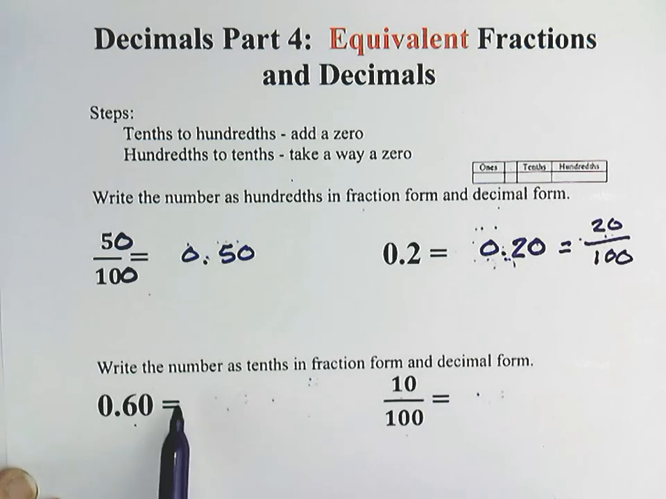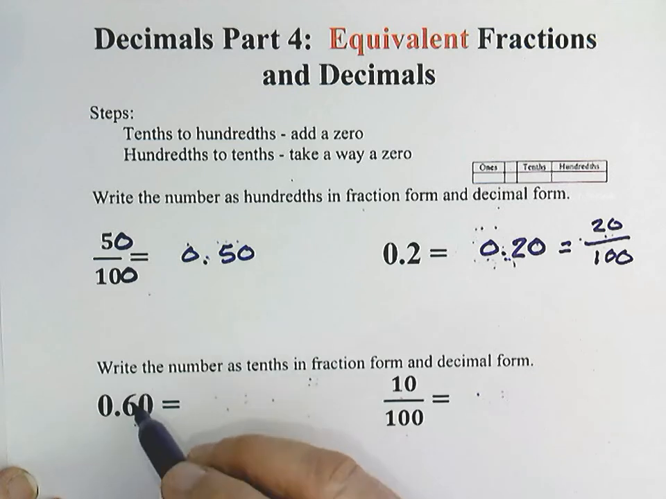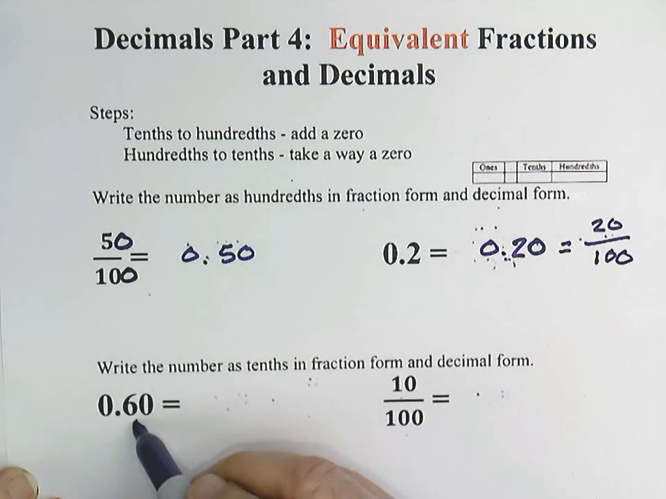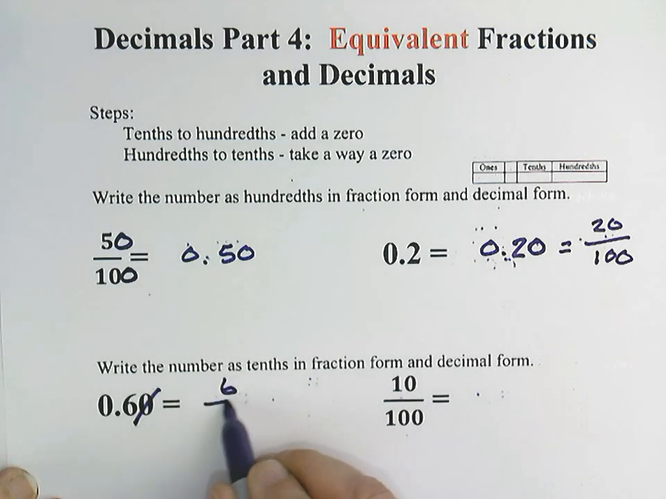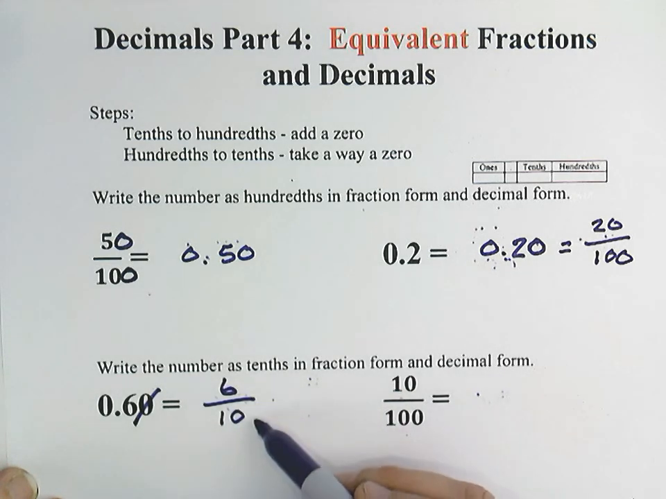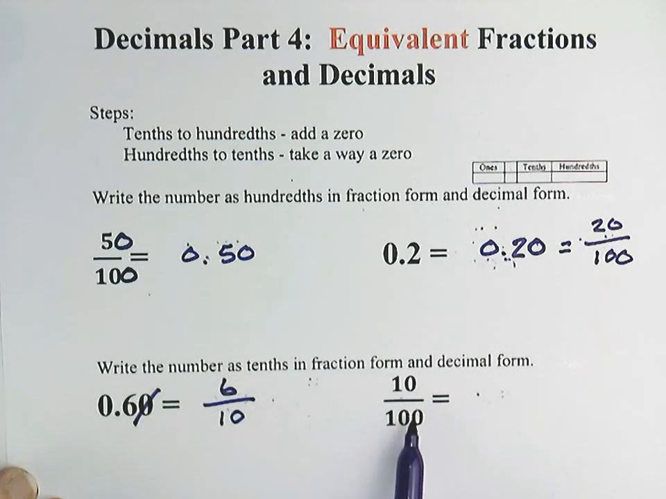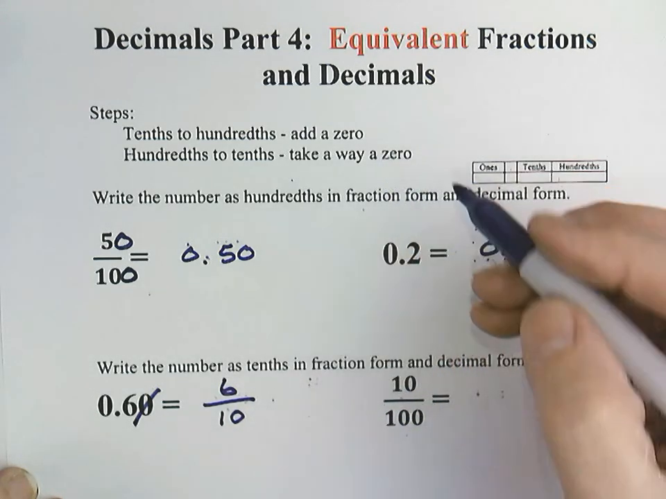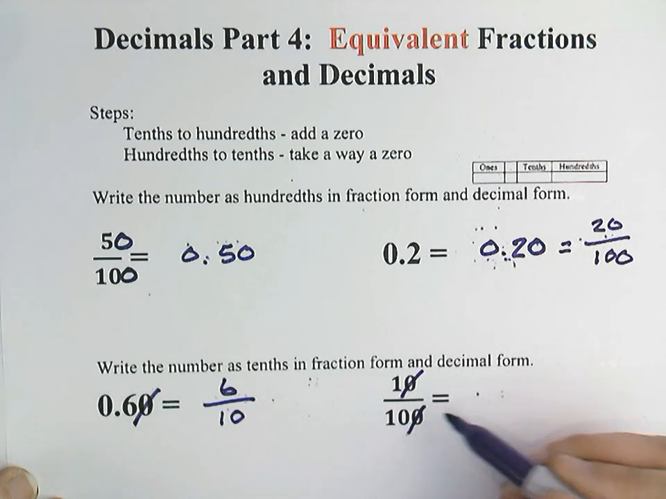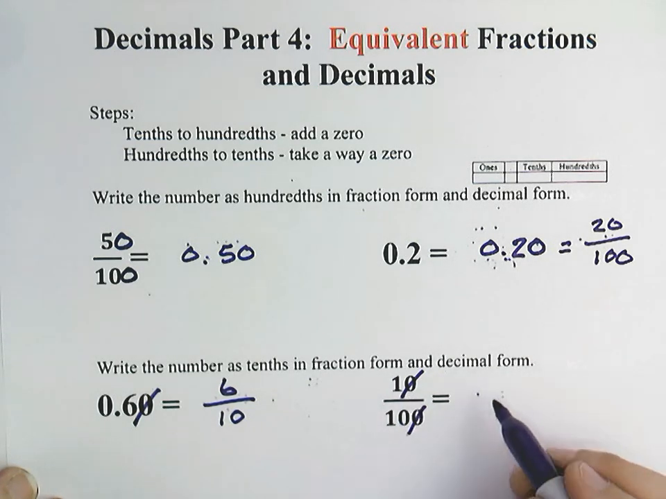Here we want to go to tenths, is all we have to do. We said to take away a zero, so that would be 6/10ths, and if I write that, 6/10ths is just written exactly the way it sounds. Here we have fraction form. We just said to take away a zero. Make sure you do it both top and bottom. So we have 1/10 and 1/10.